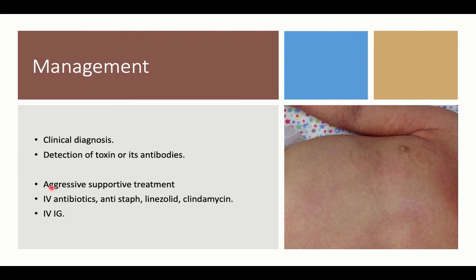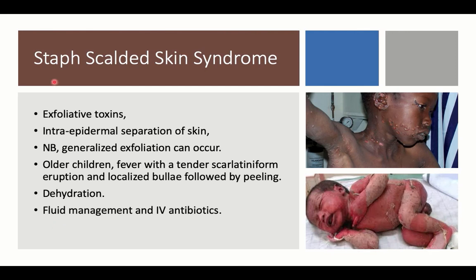Treatment is aggressive supportive treatment in the form of IV fluids and vasopressors for the severe hypotension, plus inotropes. IV antibiotics are of paramount importance, given very early in the disease, and would be life-saving. Use anti-staph antibiotics, be aggressive, using linezolid or clindamycin, for example. IVIG can also be used to reverse the actions of the exotoxin.